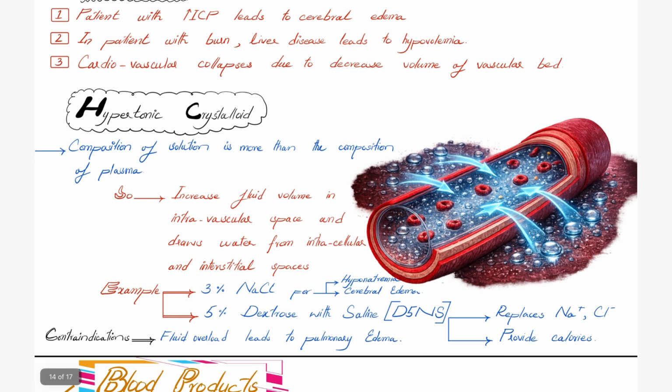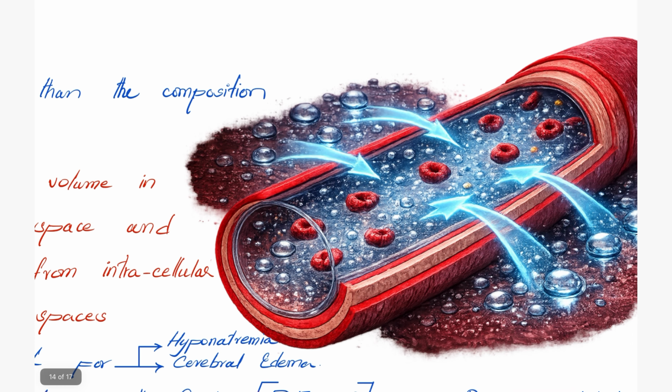The third and last type of crystalloid is hypertonic crystalloid, where the composition of the solution is more than the composition of plasma, so it increases fluid volume in the intravascular space and draws water from the intracellular and interstitial space. We talked about the difference between hypertonic crystalloid and colloid. The only difference was the duration of action and the amount needed. So hypertonic crystalloid is needed in large amounts, and it remains in the body for a shorter duration of time. As you see in the image, it draws water from the interstitium and from the cell.